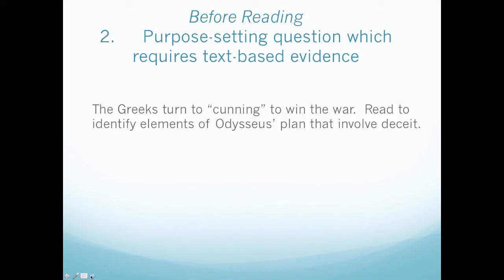You're going to be reading to identify elements that involve some deceit. So Odysseus is given this divine plan, and it's very full of cunning. Your job is to read this section to find out what some of those elements were and why, in fact, they needed to have this plan.